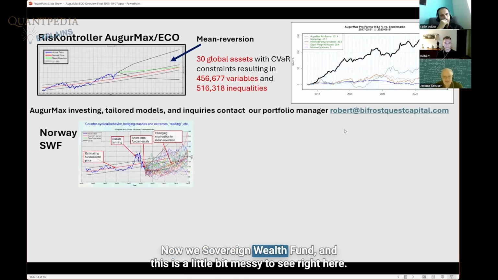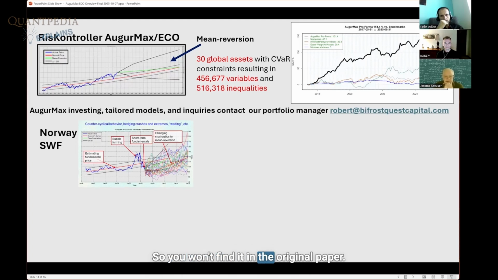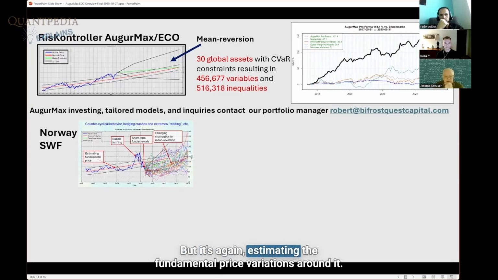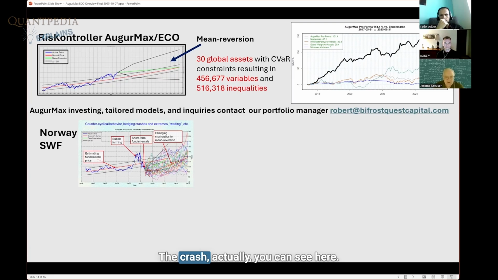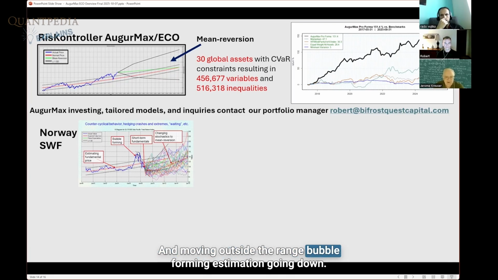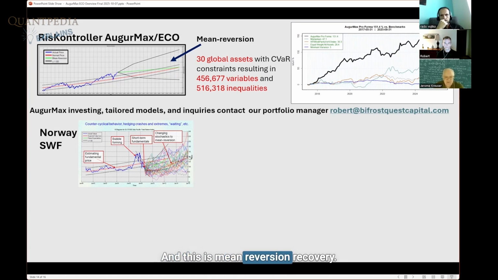Norway Sovereign Wealth Fund. This is a little bit messy to see right here, so you won't find it in the original paper. But again, it's estimating the fundamental price, variations around it, the crash. You can see here it moving outside the range, a bubble forming, the estimation going down, and this is the mean reversion recovery.